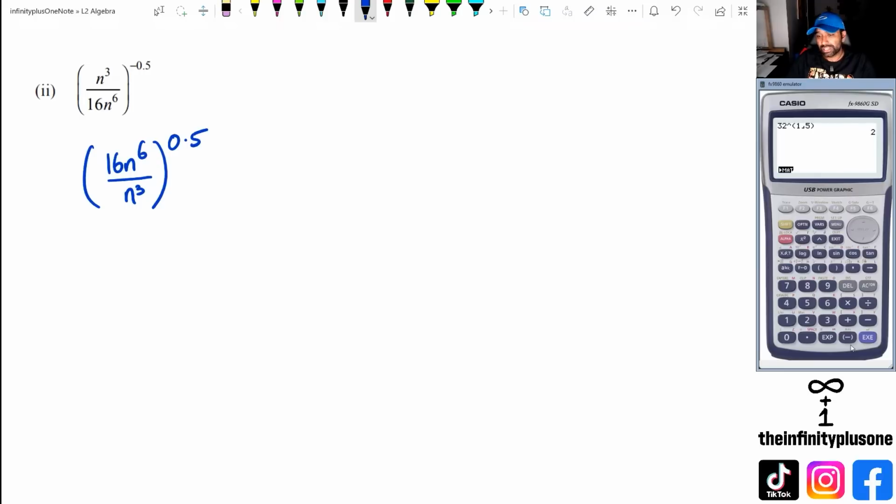So remember that when you want to change the negative power to a positive, all you've got to do is flip the fraction. All right, so what we've got is n to the 6 and n cubed, which means we can cancel out n cubed and write this as n to the 3, and we're going to end up with 16n to the power of 3, and that is now to the power of 0.5. Now remember, 16 does have a power. It has 16 to the power of 1. Sometimes people forget that. So we've got 16 to the power of 1 times 0.5, and then n to the power of 3 times 0.5.